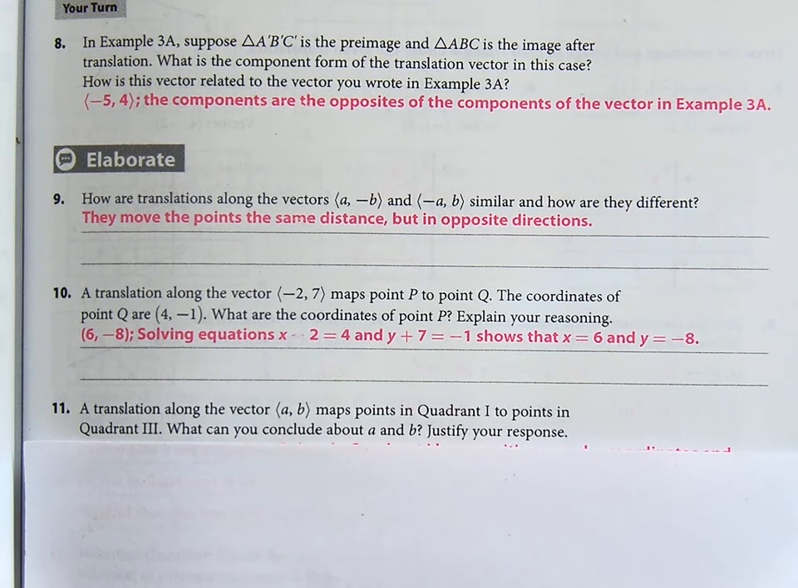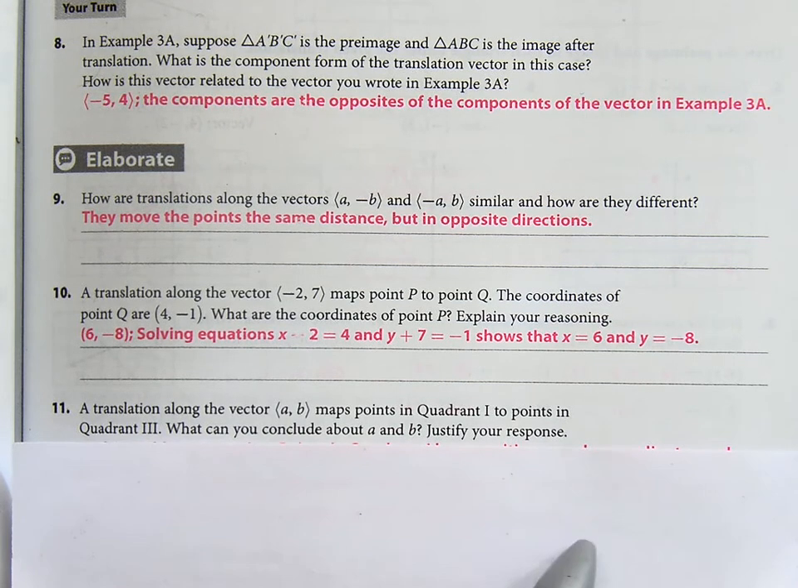Okay. A translation along the vector AB maps points in quadrant 1 to points in quadrant 3. What can you conclude about A, B, and justify your answers? So if you remember, your quadrants go counterclockwise, 1, 2, 3, 4. So basically it was saying, what would it take to go from positive x, positive y to negative x's and negative y's? What would it take to move a shape from quadrant 1 to quadrant 3?